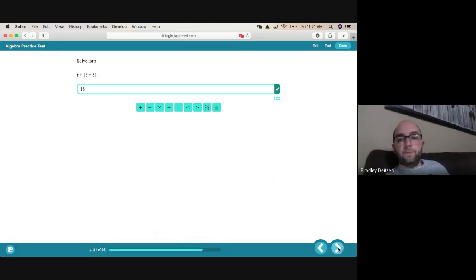Okay. Same with over here. R minus 22 equals 14. Something, when we take 22 away from it, equals 14. So let's put that 22 right back into it. To undo minus 22, we're going to add 22. 14 plus 22 equals 36. Right, and we could plug that back in. Is 36 minus 22 14? Yeah, it is.